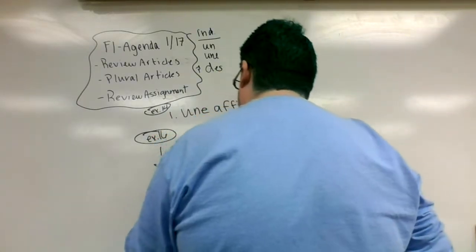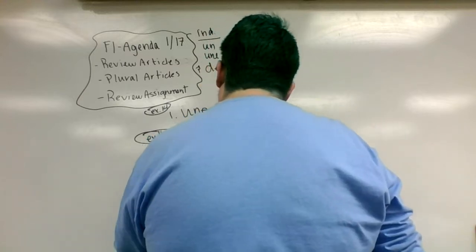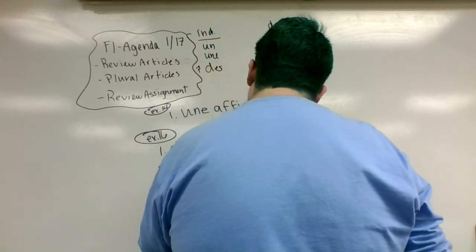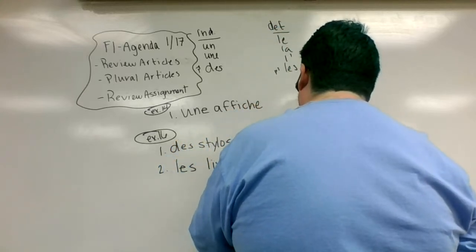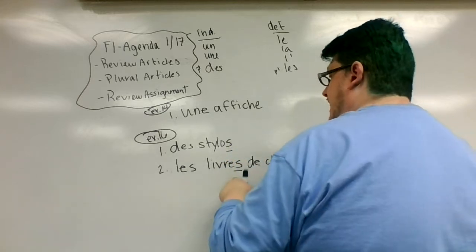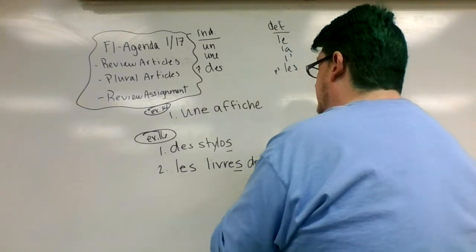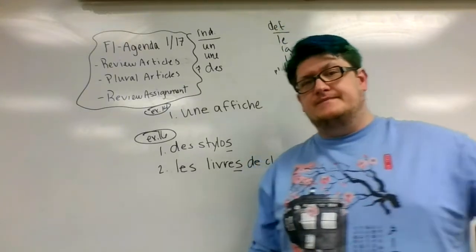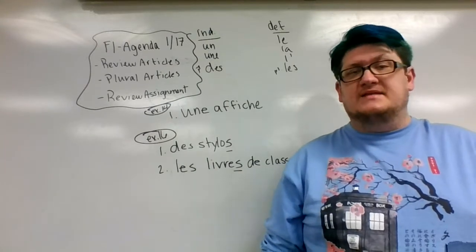So you would write les livres, adding an S, de classe. Now you don't have to add an S here, you're only adding it here because it's the books that are plural. So les livres de classe. Okay. Hopefully that is something that makes sense.